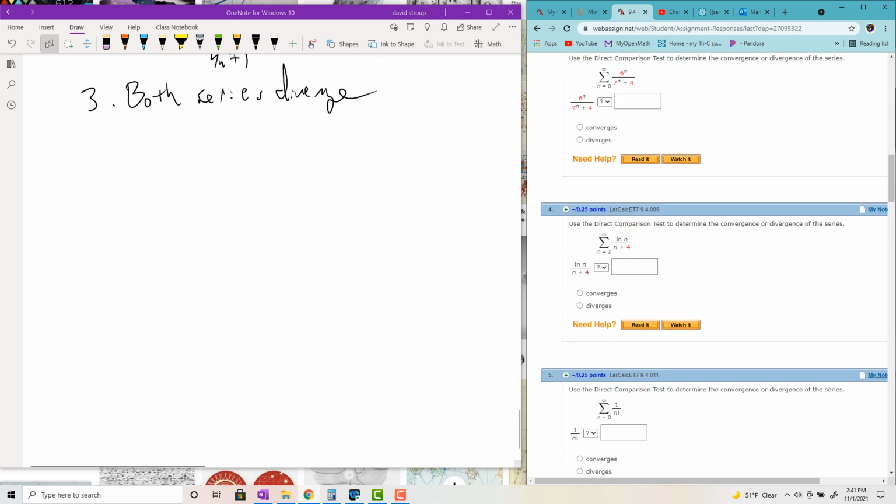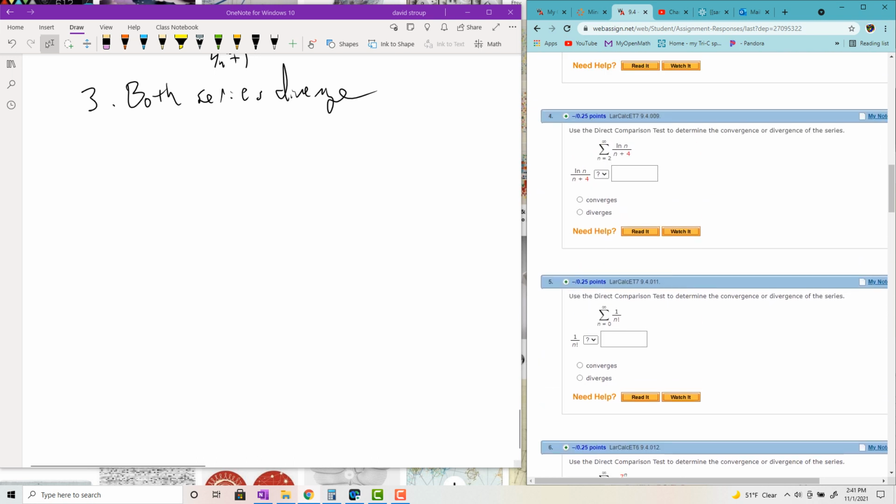Sure, we'll do number 4 here. Maybe even number 5. For number 5, the comparison, maybe it's not clear how you should compare that. You have the 1 all over n factorial. You may remember the limit of k to the n all over n factorial as n goes to infinity will always equal 0. In other words, any k value to the nth power will be less than n factorial.